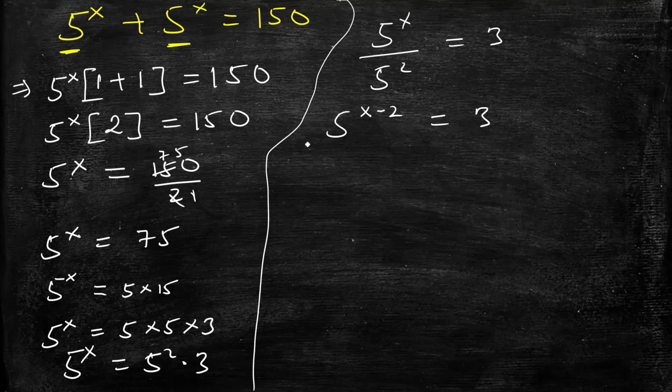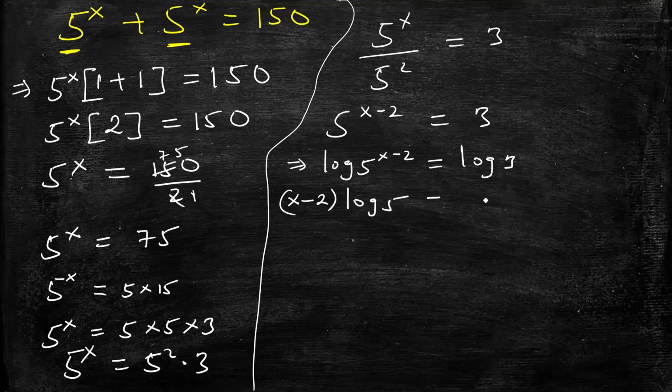So we are after x. What do we need to do? We need to bring this down. So we can take log on both sides. So let's take log on both sides. x minus 2 log 3. So we have x minus 2 becoming power rule, log 5 equals log 3.